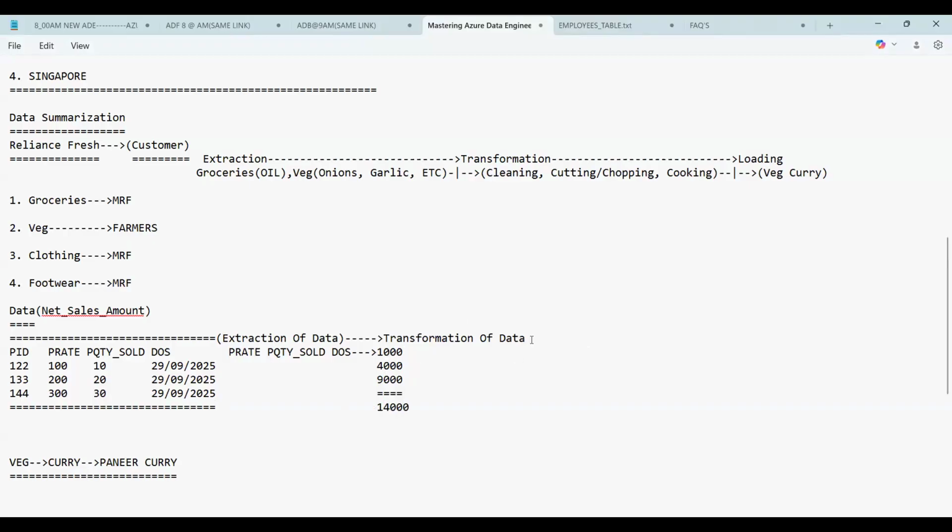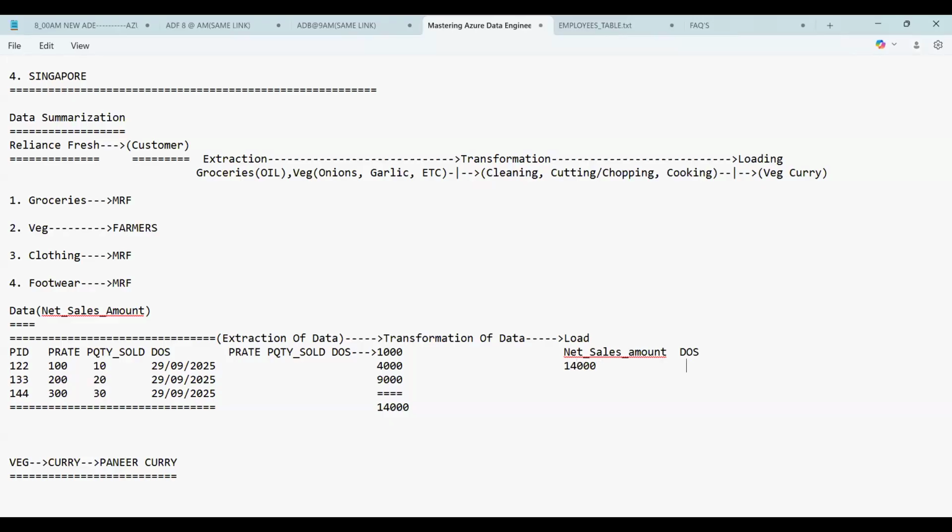Now, guys, finally I will load the data into the target system like this. What is that, guys? Net sales amount and date of sales. What is the net sales amount, guys? Can you tell me now? Net sales amount is 14,000.